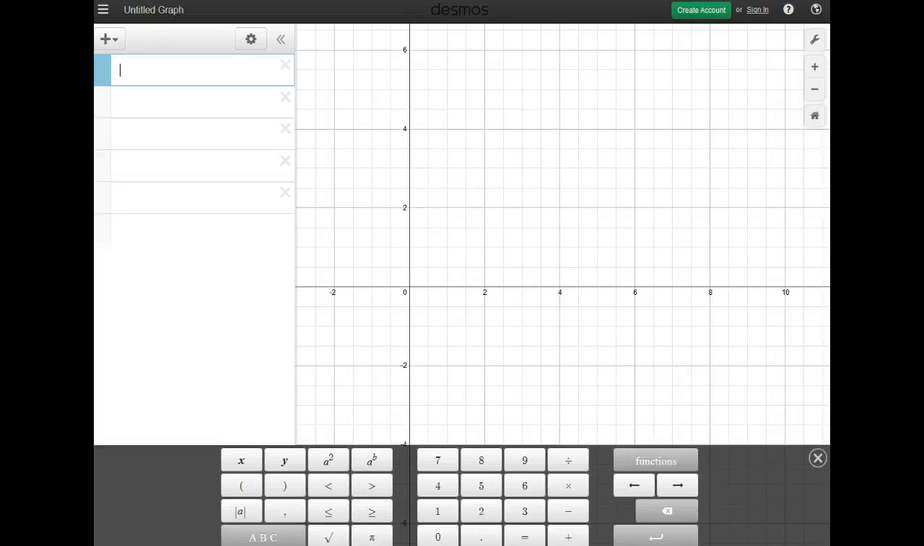Hey folks, this is the first part of lesson 5.2. Today we're going to focus on amplitude, period, and thinking about where the midline of our trig functions are, at least for sine and cosine. And we're only going to graph sine and cosine today.